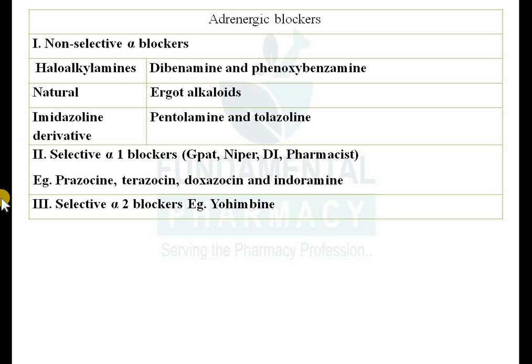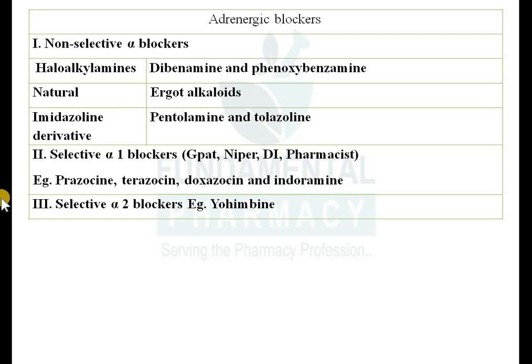Now, sympatholytic drugs. Either they can block your alpha receptor, or they can block beta receptor, or they can block both alpha plus beta receptor. Or they can block selectively alpha 1, selectively alpha 2, or non-selectively alpha 1 and alpha 2, or they can block selectively beta 1, beta 2, beta 3, or they can block all the beta receptors.